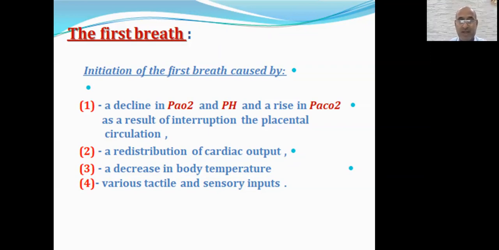Besides, reduction of the cardiac output and change in the body temperature, plus various tactile sensory inputs. So the environment of this neonate changes. The sound of the nurse, the sound of the other people, help initiate the first breath, besides others. So all of these help initiate the first breath.